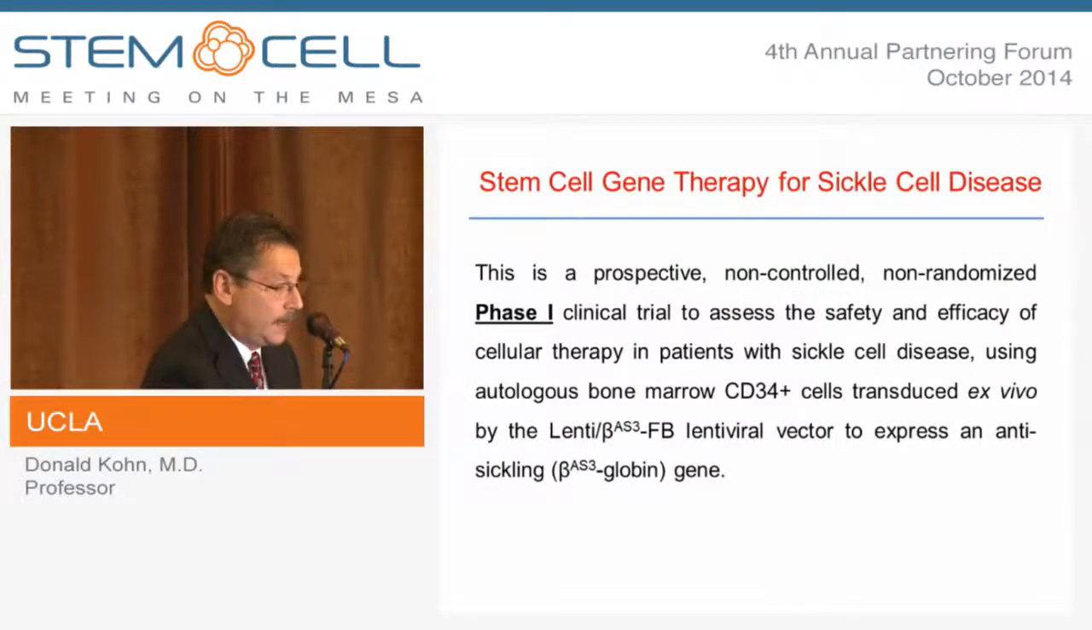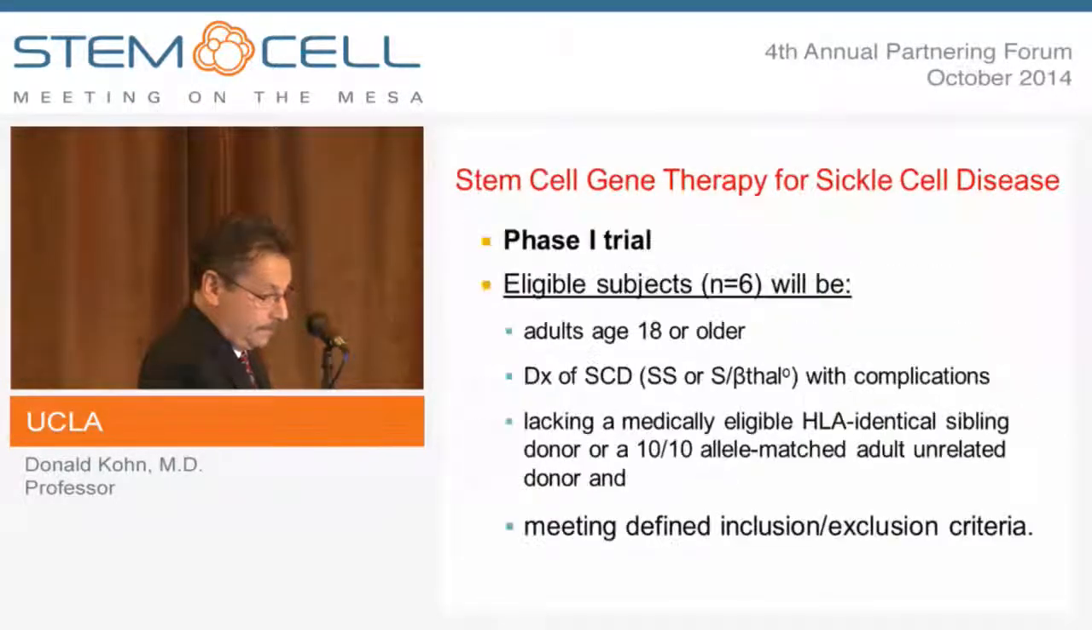And the trial that we plan then is a prospective, non-controlled, non-randomized phase 1 trial to assess safety primarily, but with secondary endpoints for efficacy of the cell therapy in patients with sickle cell disease, which would again use autologous bone marrow cells transduced ex vivo to express its anti-sickling gene. The initial trial that we plan is relatively small with an N of 6. We are going to start with adult patients with sickle cell, either SS or S beta thal, which are the most severe forms. And we would rule out anyone who has a matched sibling donor or a 10 of 10 allele donor at this time.